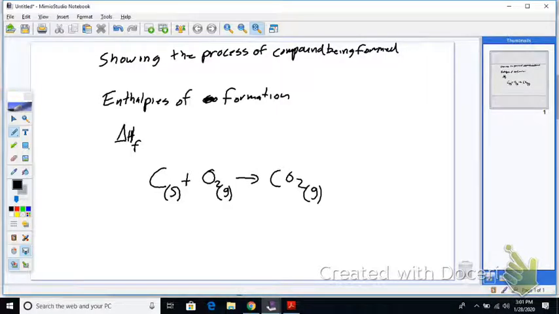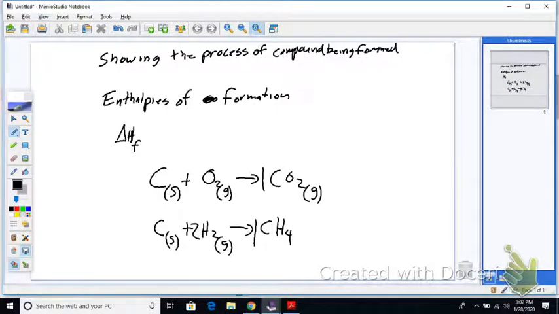Okay, here's another one. This one's also really easy, when we find the enthalpy of formation of CH4. So we take C, which is a solid. We take H2, which is a gas. And then we form methane gas, which is CH4. And then to balance it, we'll put a 2 in front of that. So all of these need to make 1 mole. Okay? So on these, when we do the enthalpy of formation, we're making 1 mole.